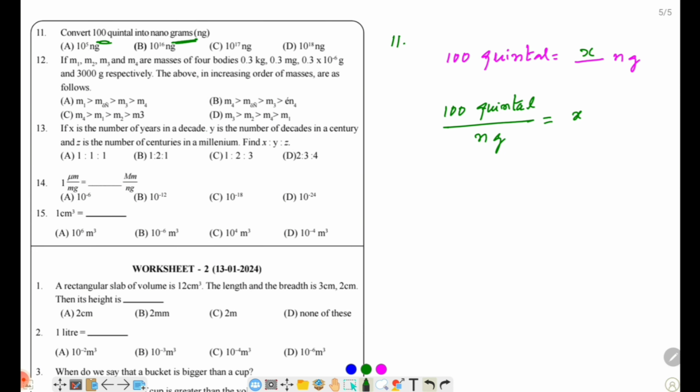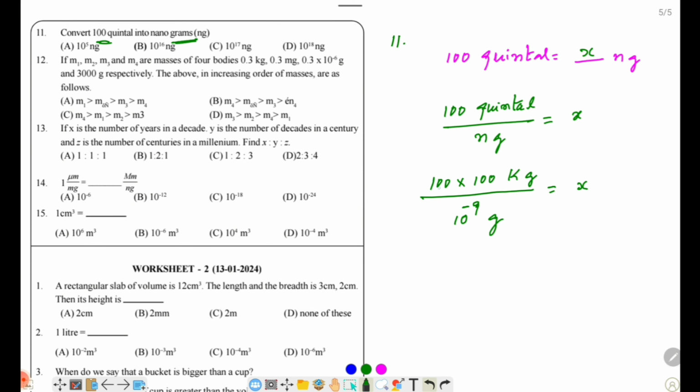So let's convert first this quintal into kilograms. So 100 into 1 quintal is 100 kilograms. So 100 kilograms is nothing but 1 quintal. 1000 kilograms is nothing but 1 ton. We know that. Then divided by nanogram. Nano means, substitute the value of nano, which is 10 to the power of minus 9 grams. So which is the value of x.